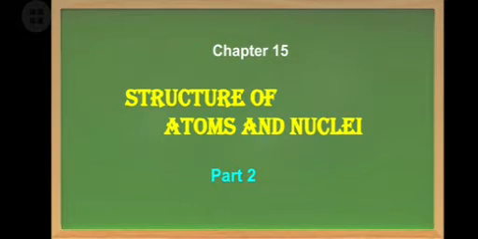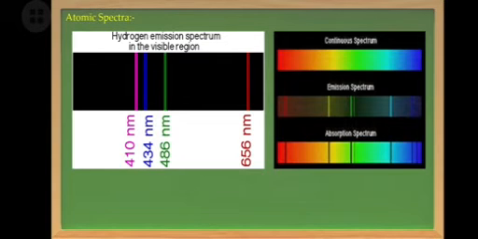This is part 2 of chapter number 15, Structure of Atoms and Nuclei. In the first part, we have studied the atomic model suggested by Sir J.J. Thomson and then the atomic model suggested by Ernest Rutherford. We have also seen that Ernest Rutherford took the idea of the atomic model from the model of the universe, that is, the sun is at the center and other planets are revolving around it. Now let us study atomic spectra.